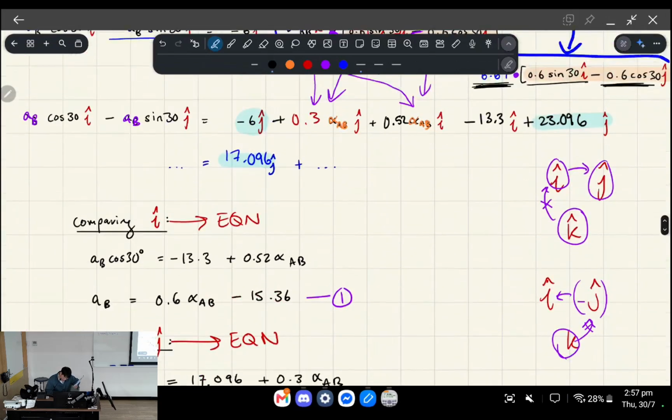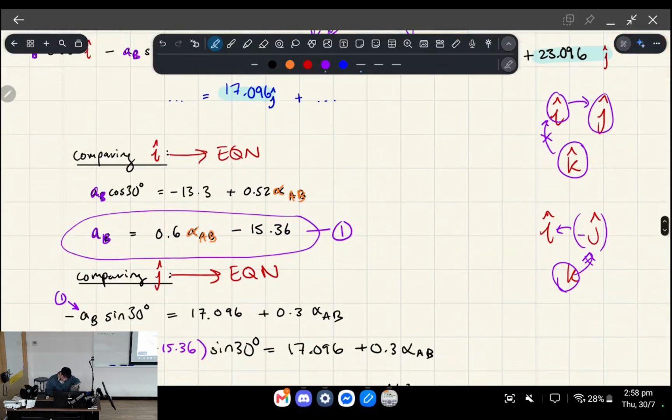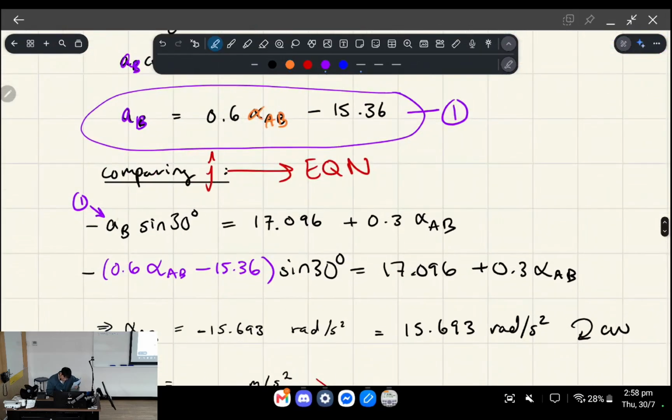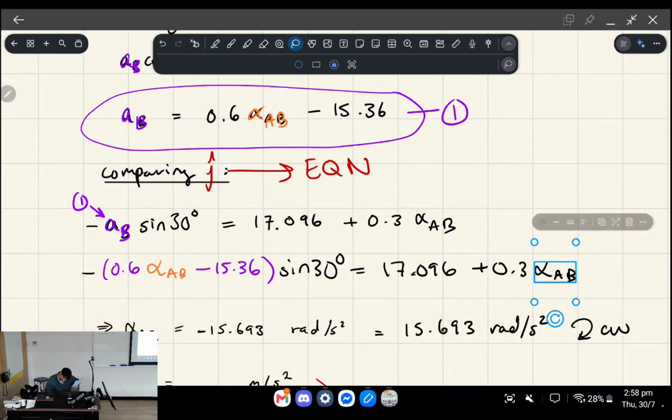So if we just compare the i terms, this gives us the horizontals, right? So it tells us that a_B on the left is equal to all this stuff. And then this is your second term or whatever. Okay, so now we've actually rearranged it such that we have an expression for just a_B, right? So that's this one. If we substitute that in, we now get everything in terms of alpha, right? So we've got alpha over here and over here.